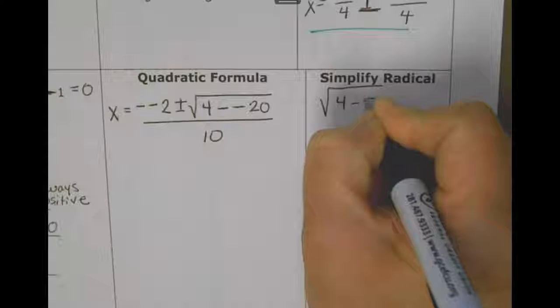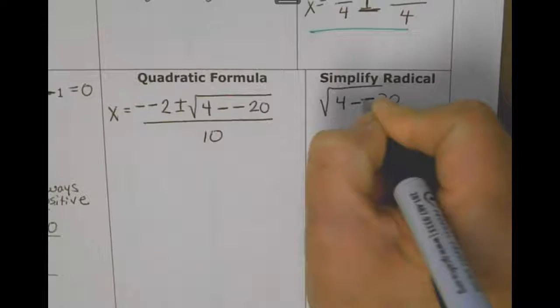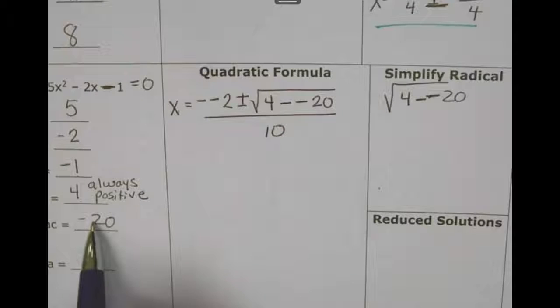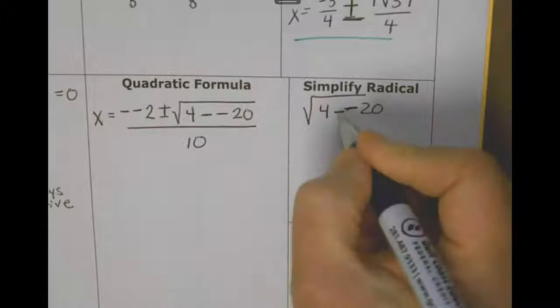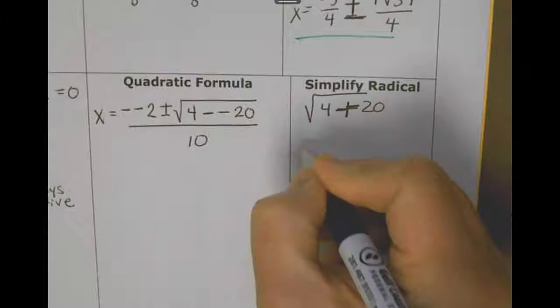4 minus a minus 20. This minus is from the formula. This minus is from the 4AC. Minus a minus makes a plus. That would be 24.